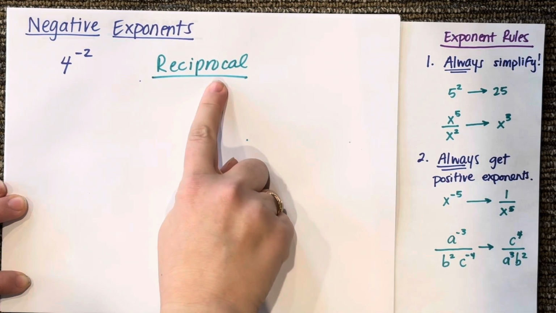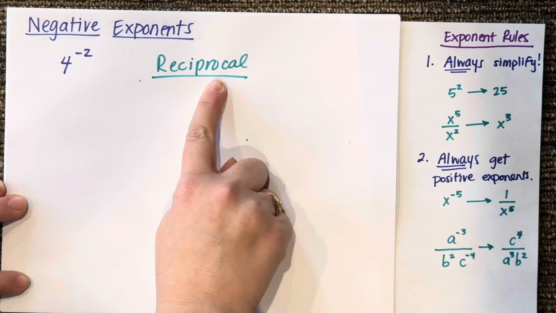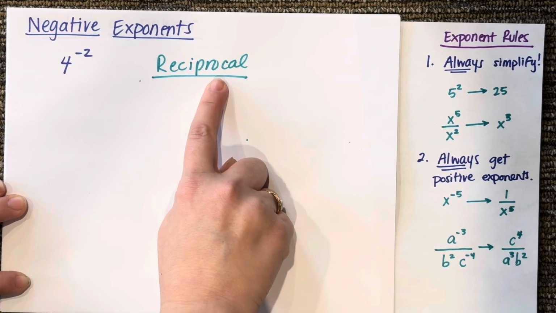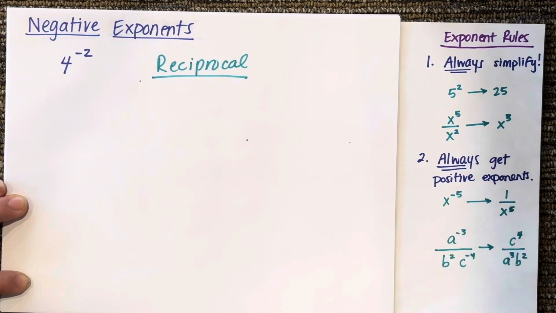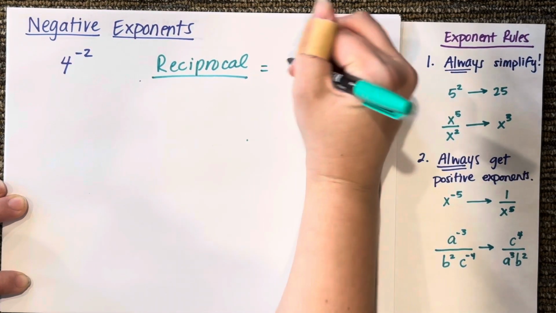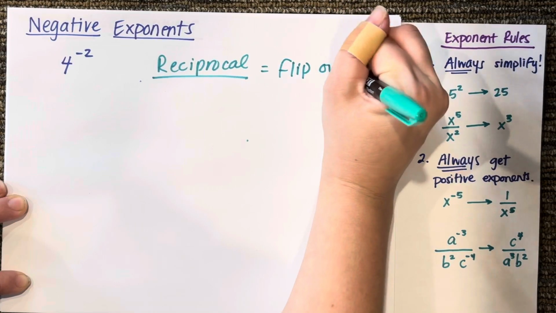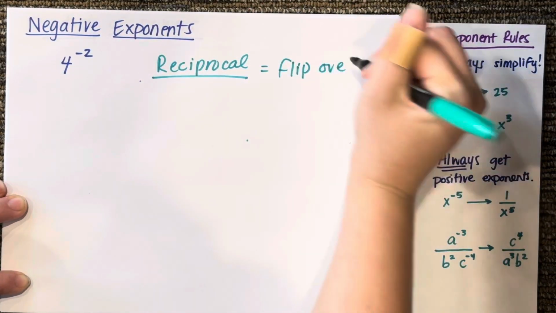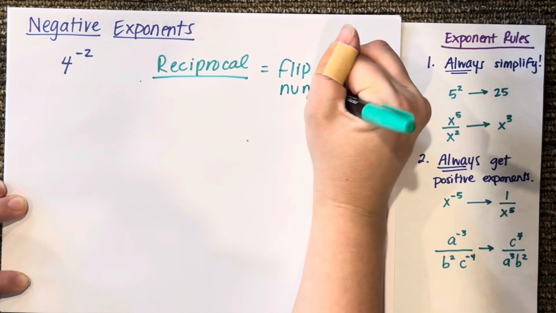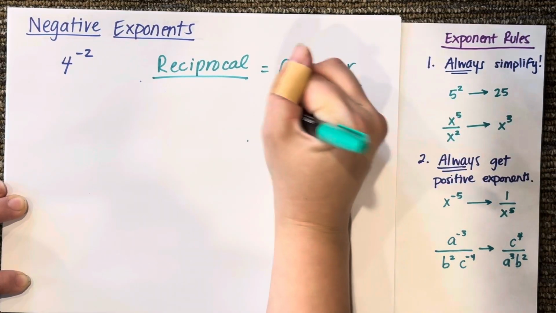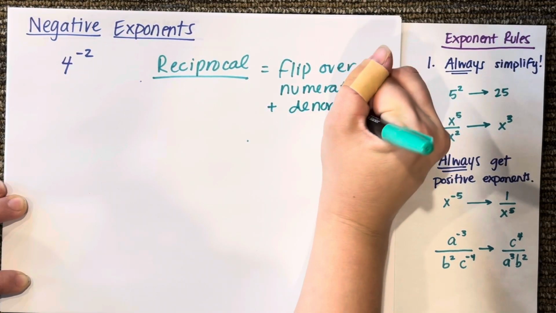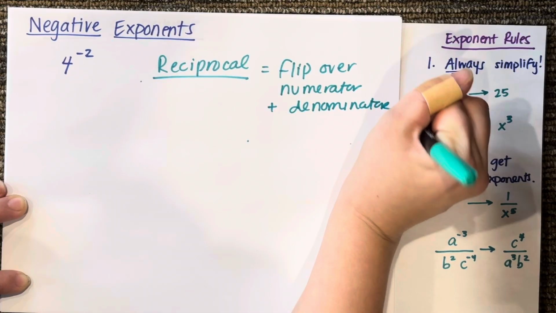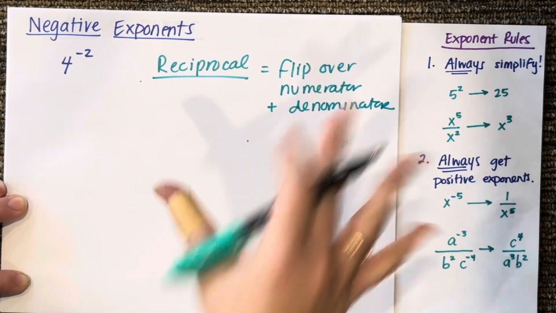Reciprocal, we did this in chapter 4 when we were doing parallel and perpendicular lines. Perpendicular lines have the negative reciprocal slope of the original line. Reciprocal just means flip over your numerator and denominator. Okay, that's the basic idea, right?